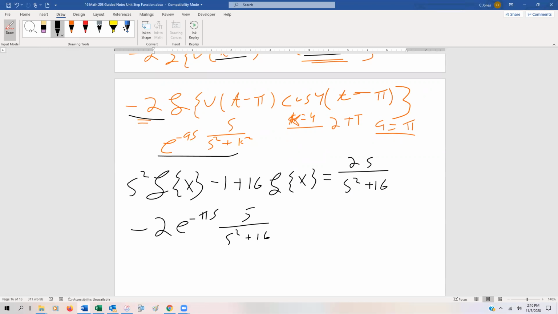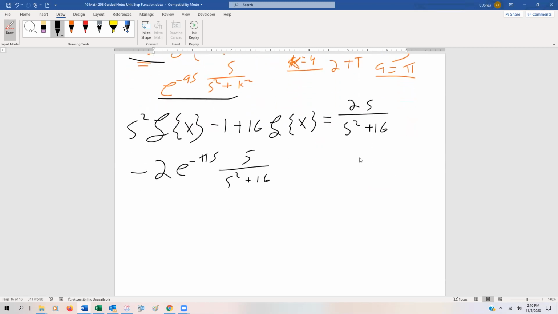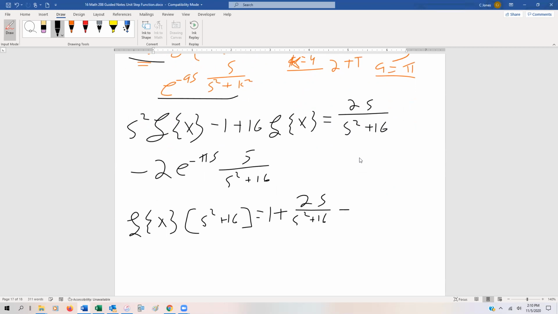We're going to add 1 to both sides and factor out the Laplace. Right? So if we do that, we're going to get L of x times s squared plus 16 is going to be equal to 1 plus 2s over s squared plus 16, and then minus, I'll just combine everything together, 2s e to the minus pi s divided by s squared plus 16. And now comes the fun part. Now we have to divide through by s squared plus 16. All right, so that might make it a little bit ugly, but not too terrible.